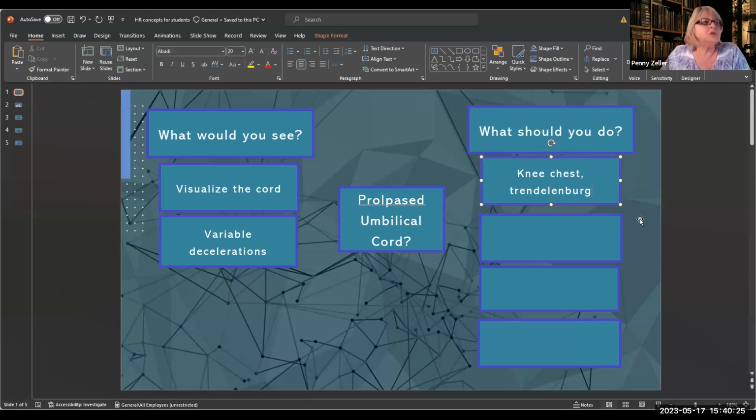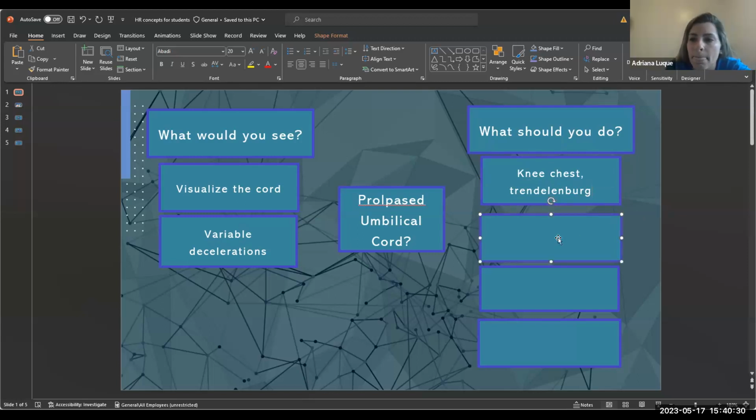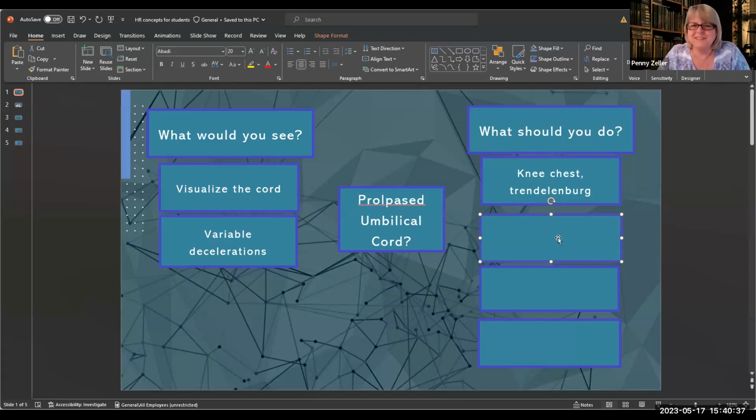What else would you want to do? Push the baby inside. Okay, we're going to push the baby or the presenting part, not the cord. Don't you dare push that cord in. If you push that cord in there, you're making it worse. So we need to push whatever is presenting first. If the cord is right there and you see it, you're going to push on the head.